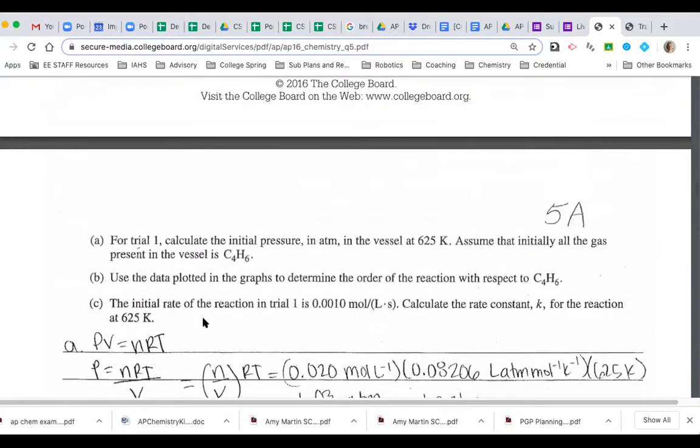And so this last one, the initial rate of the reaction in trial 1 is 0.001 mole per liter second. Calculate the rate constant K for the reaction at 625K. So you've got to show the steps. So it's good if you do that at least once. And then you obviously want to put in your units for K. Here you can just go look them up in your table, because you'll have that in the notes you're referring to. I think you should.